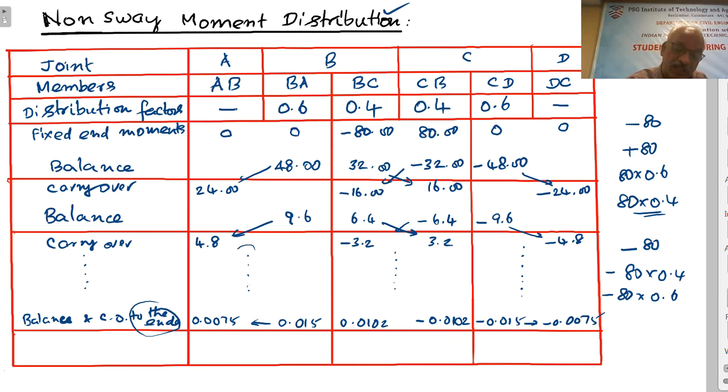That is what I have marked here. So we have to continuously do it till the values become negligibly small, and finally we have to carry over only to the ends, not from B to C and C to B.